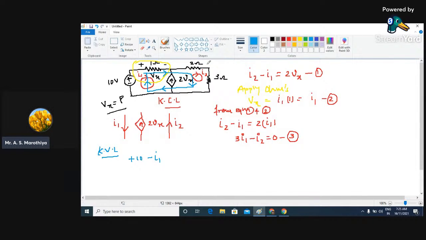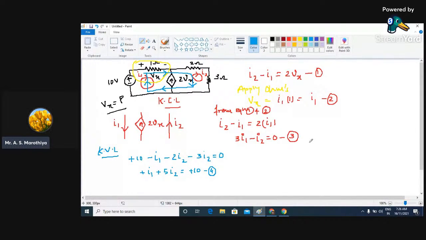In the same way, when we move through these elements, that means 2 ohm and 3 ohm, we again experience a voltage drop of minus 2I2, then minus 3I2, and this is going to be equal to 0. If you solve this, I can write minus I1, then minus 2 and then 3, here we have minus 5I2, equal to minus 10. Or simply if you multiply by negative on both sides, we will get this output equation. Let this be your equation number 4.